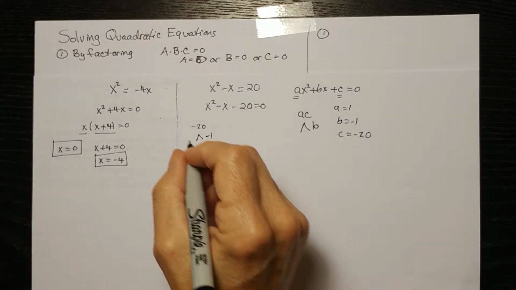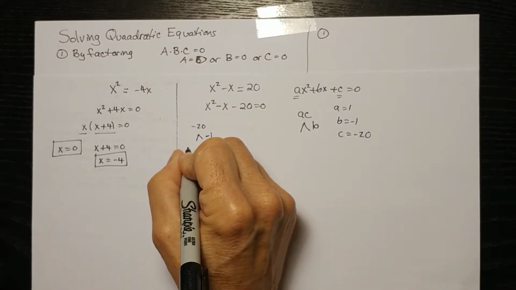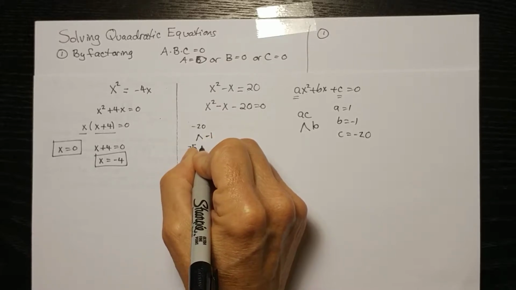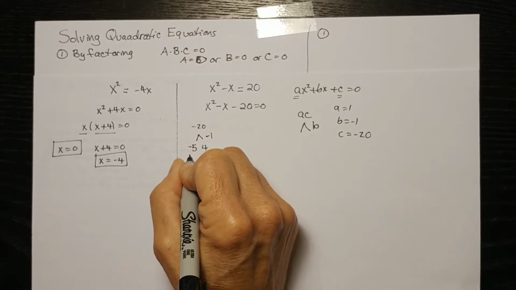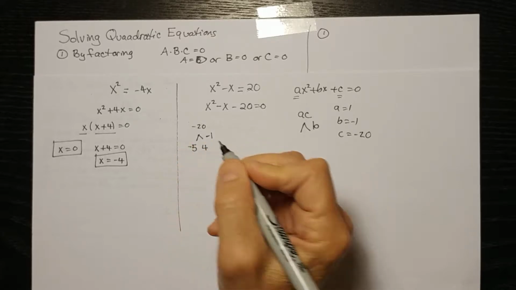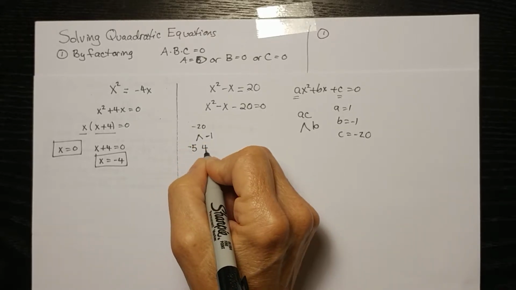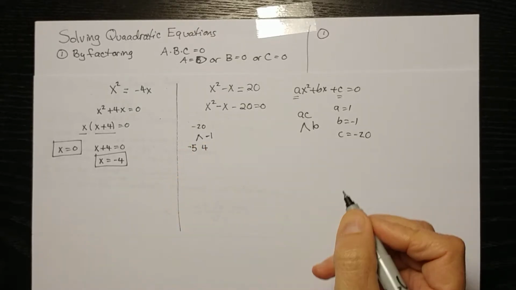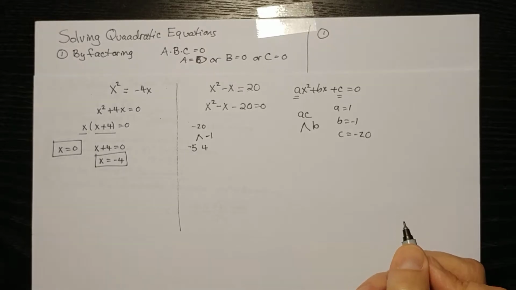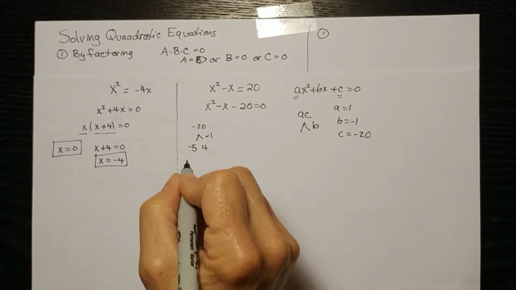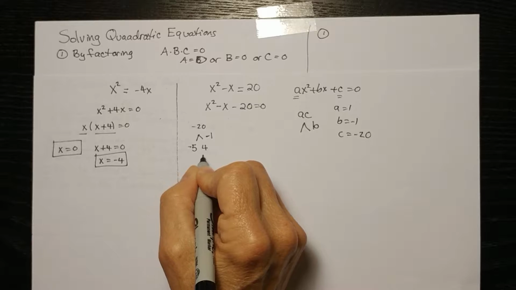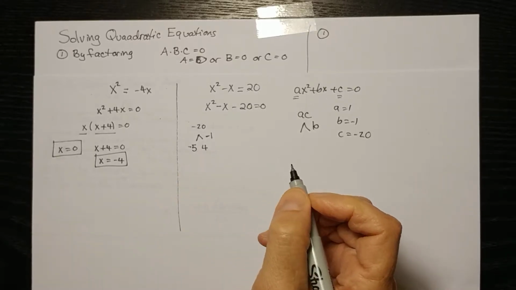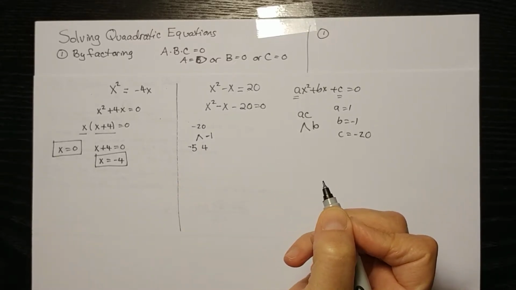We'll think about this for a while, and eventually I'll come up with negative 5 times positive 4. Negative 5 times positive 4 is negative 20. Negative 5 plus 4 is negative 1. And so when a is 1, you can rewrite this simply into x minus 5 times x plus 4. But I want to demonstrate what you would do if a is not equal to 1.